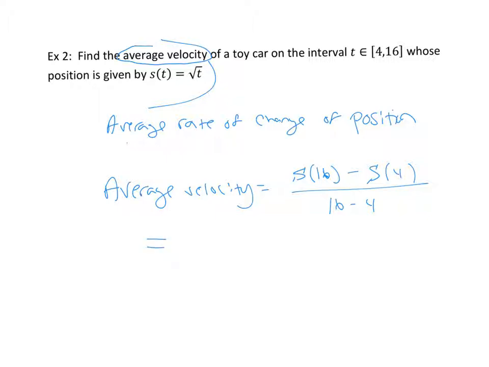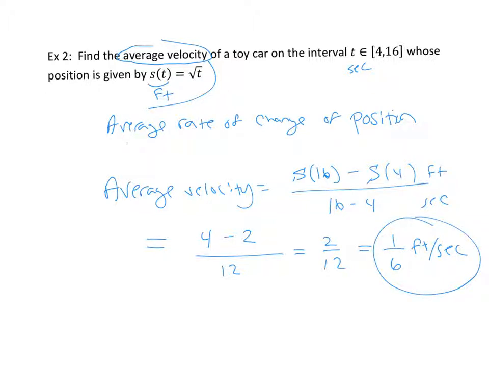s of 16 is the square root of 16, which is 4. s of 4 is the square root of 4, which is 2. And 16 minus 4 is 12. So I get 2 over 12, or 1/6. And again, this has no units, but let's say the time interval was seconds, and let's say that the position was in feet. Then we just subtracted feet. We divided it by seconds, so the quantity here is feet per second. So that corresponds with what we want, right? We're trying to find an average velocity.